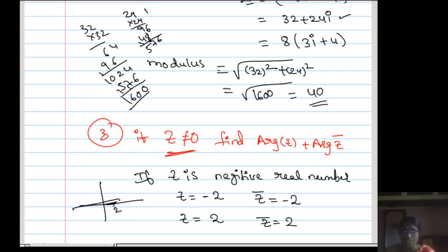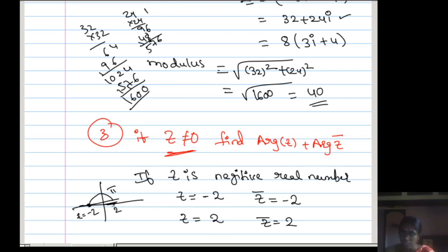But in any case, if I take z equal to -2 here, what is the argument of z? Pi. Then what is the argument of z bar? Again pi, because z is equal to -2 and z bar is also -2. So pi plus pi, you are getting 2 pi. Understood my point here? But whenever you take a positive number here, you're okay.